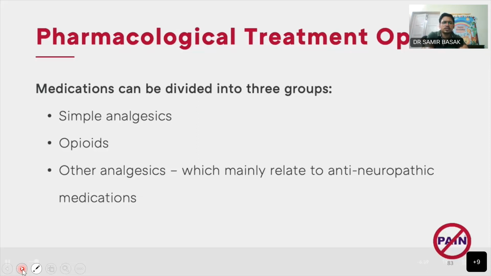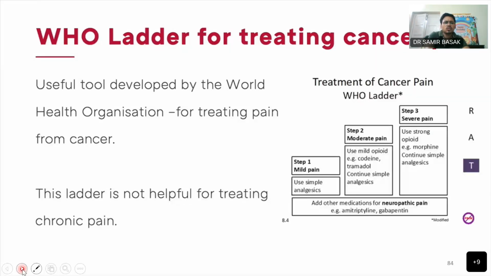It is divided into three groups: simple analgesics, strong analgesics like opioids, and co-analgesics or other analgesics, which are not directly analgesic, such as anti-neuropathic medications. The WHO treatment ladder for cancer pain mainly helps with acute pain or cancer pain. It is not helpful for treating chronic pain. When there is severe acute pain, we should start from step 3, then step down gradually. We should add other medication when required, as in cancer patients there is also a neuropathic component.